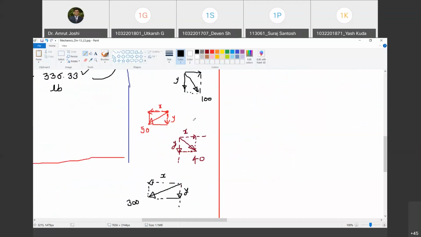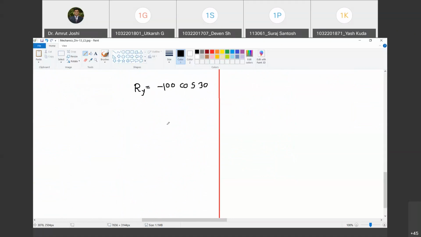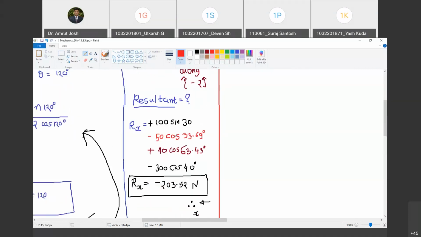What is its sign? Look, the vertical component of 50 Newton is in the downward y direction. So therefore it is in the negative y direction, so we have to give a negative sign. Do you agree with me? Yes. So minus 50 sin 33.69. Happy? Yes, sir. Okay, now let us look at the third force.